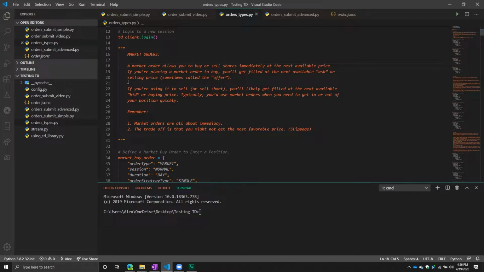So it's all about speed, immediacy, all that kind of fun stuff. The other big caveat with this one is because you are concerned with speed, you might not get the most favorable price. So even though you might say, well, give it to me for $2, nope, we're going to give it to you at the price. If we're buying in this example, we're going to give it to you at the ask selling price. And if that's at $255, then guess what? You're going to be paying $255.